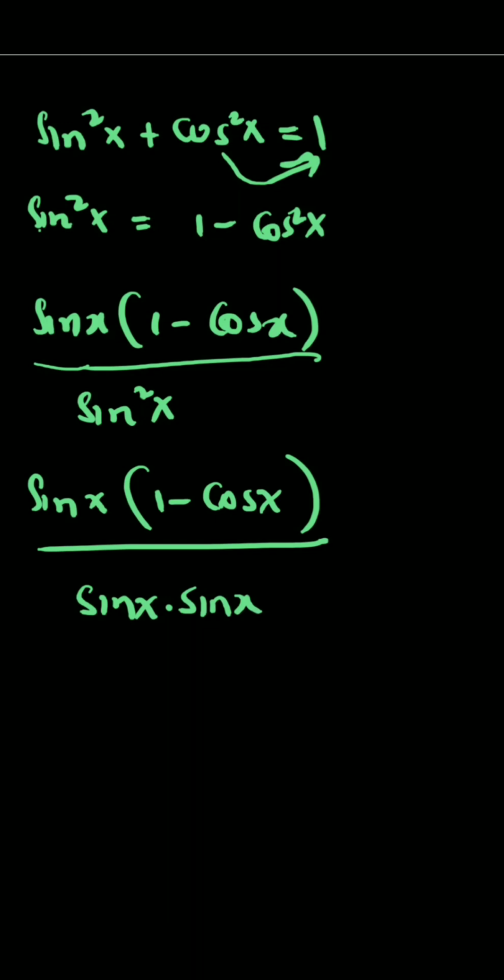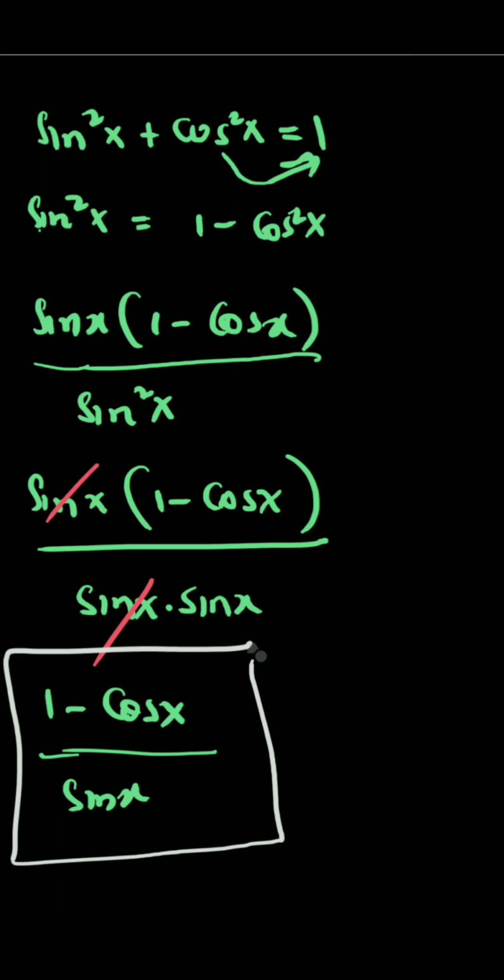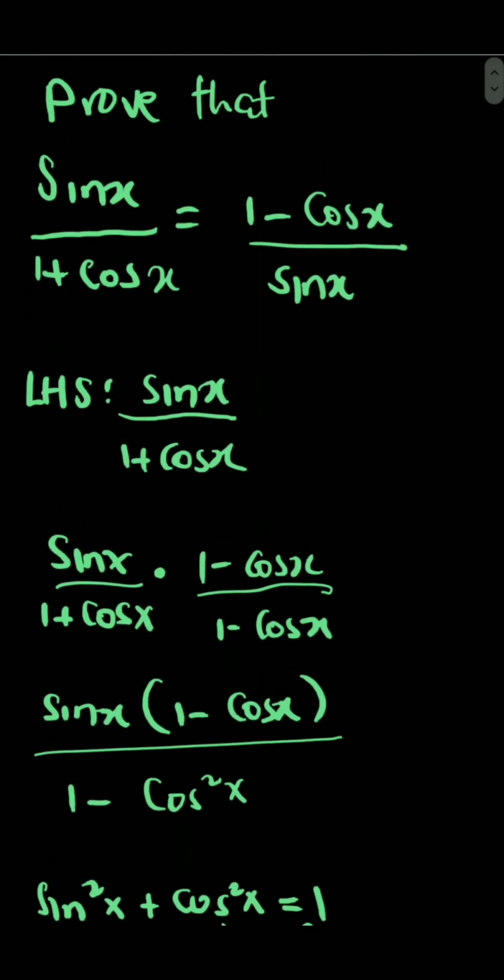I'm going to use a different color. So sin x on top, this one goes with 1 of this, and hence we remain with 1 minus cos x over sin x. This is our result, which we have on the other side. So let me highlight this using white, like this. Alright, so this is what we have. So we can go up and check. That is our result on the other side.